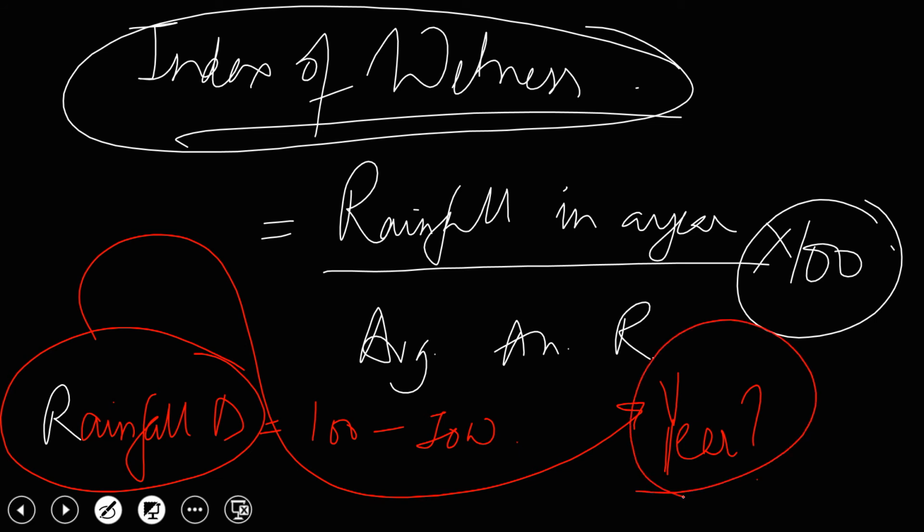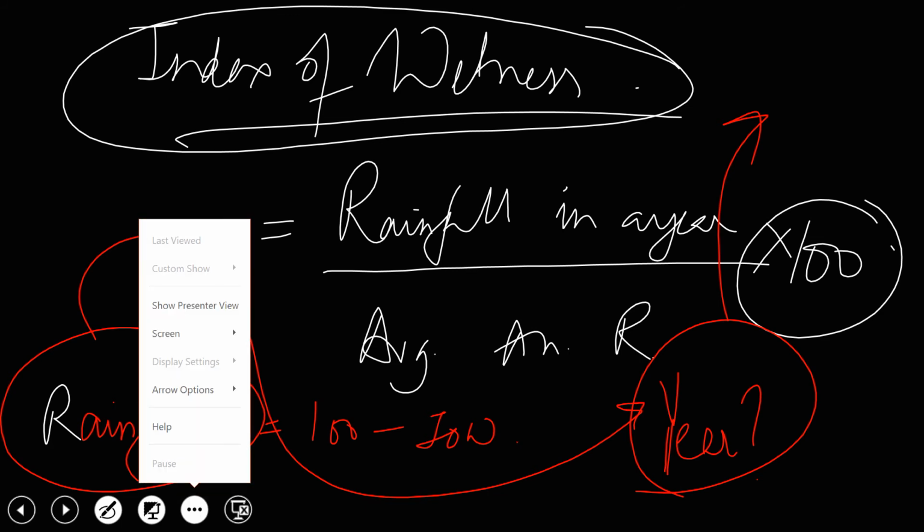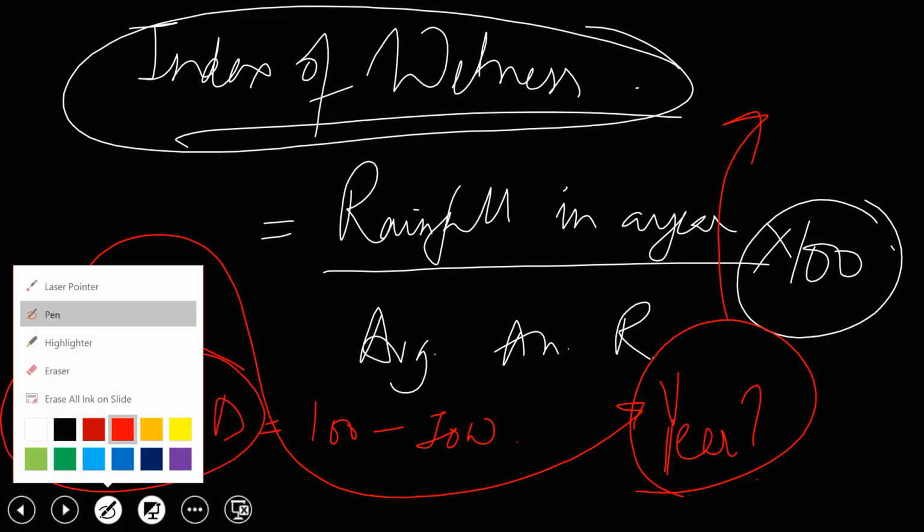What do I mean by how the year was? Is whether we had good rainfall, whether we had a bad year, or whether it was in general a normal year, that there was nothing extraordinary. So let me prepare a table here.